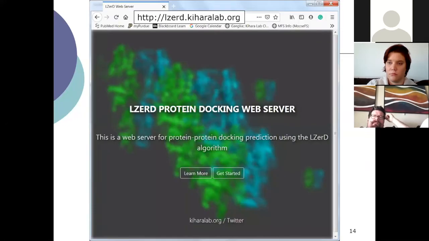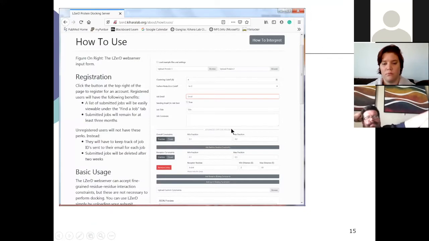If there are no other questions, I can show you two ways to use our methods. One is the web server. We recently developed it. Here is the web server. What you can do is simply input two PDB structures, and then there's a panel here.